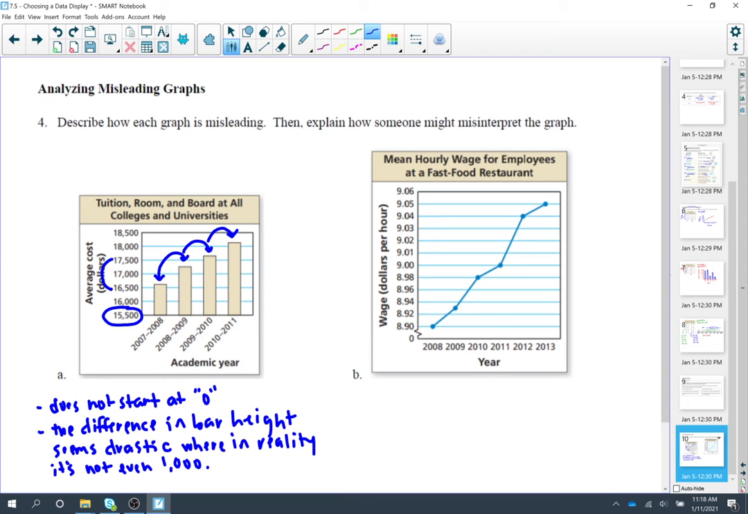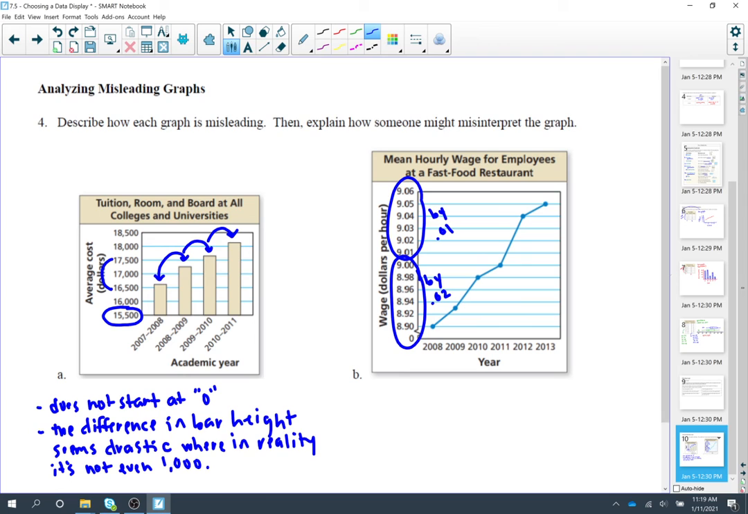Example B. What's going on in example B that might be misleading? The first thing I'm noticing is, do we notice down here, these are changing by 0.02. Then when we get up here, they're only changing by 0.01. That's not right. That shouldn't happen.